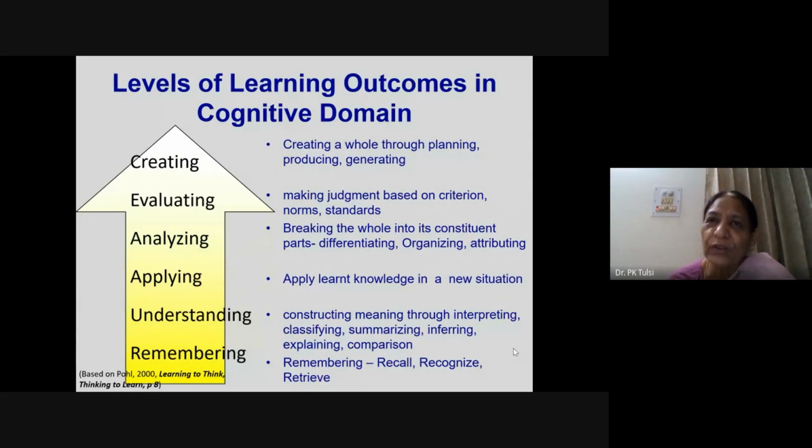Evaluating involves making judgments and taking a decision. So you try to evaluate things. You may try to evaluate a theory, evaluate a process, evaluate a program, evaluate a product, or you may evaluate an object, right? So what is it that you are going to evaluate?